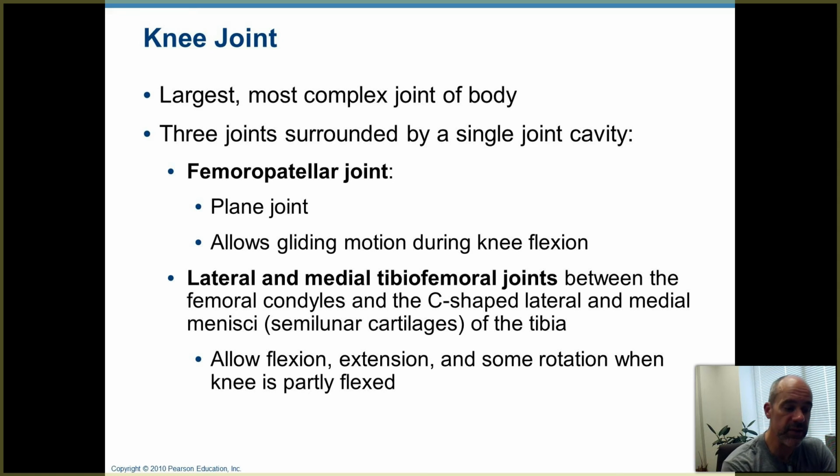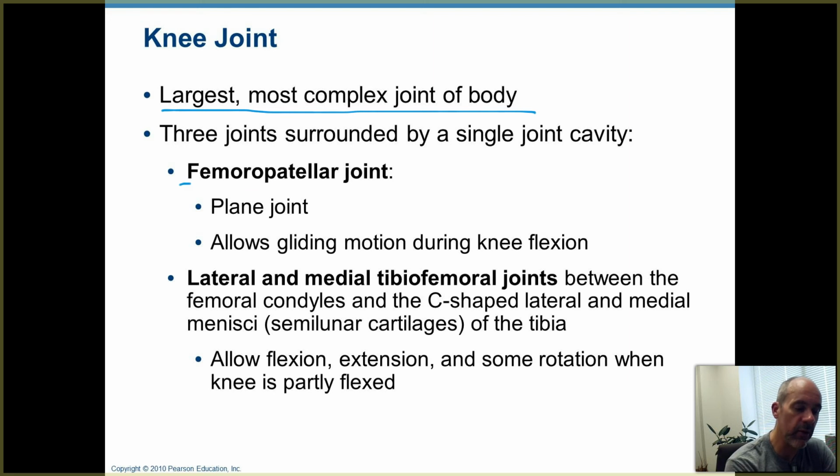All right, the knee joint, largest, most complex joint of the body, which makes sense, bears a lot of weight, as we all know. And also, as we all know, it is a location that causes lots of problems in people. Many people have knee surgeries. Athletes or people as they get older have trouble with their knee joints. All right, there are actually 3 joints that are located at the knee. They're surrounded, though, by a single joint cavity, so all of these joints are more or less blended together.